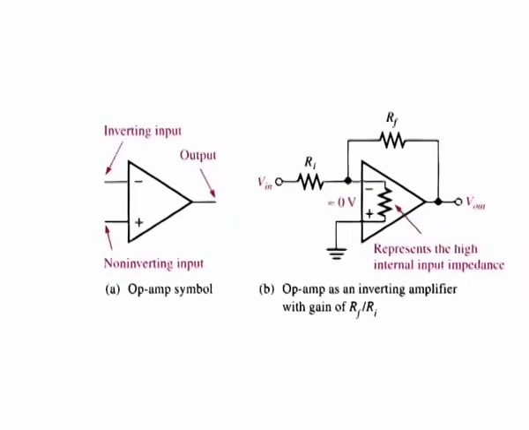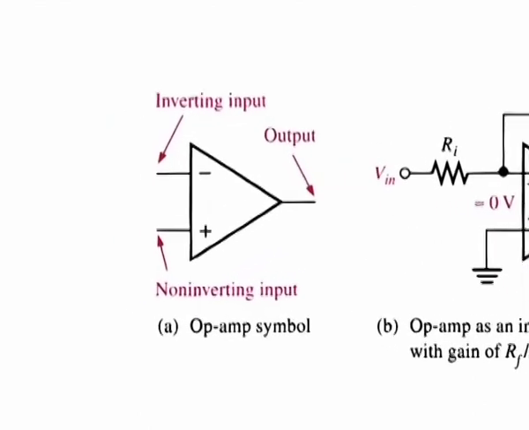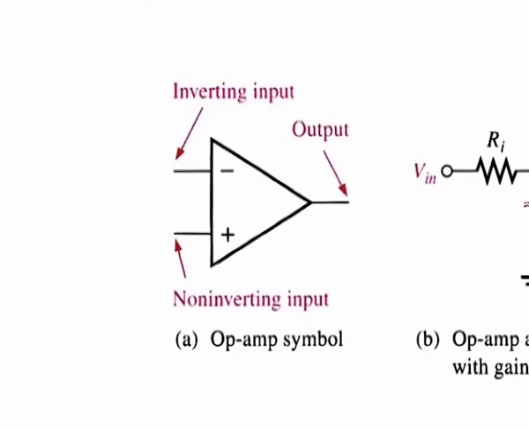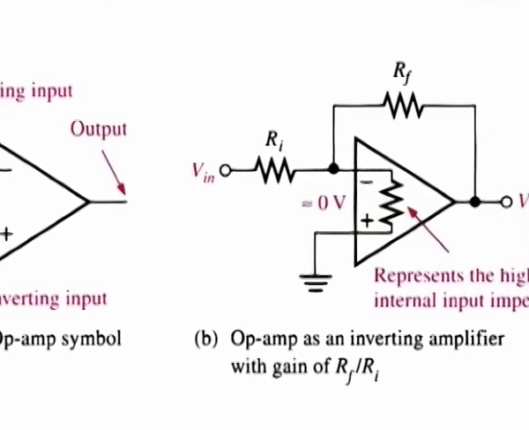An op-amp is a linear amplifier that has two inputs and one output. It has a very high voltage gain and very high input impedance, as well as very low output impedance. When used as an inverting amplifier, the op-amp is configured as shown in part B of the figure.